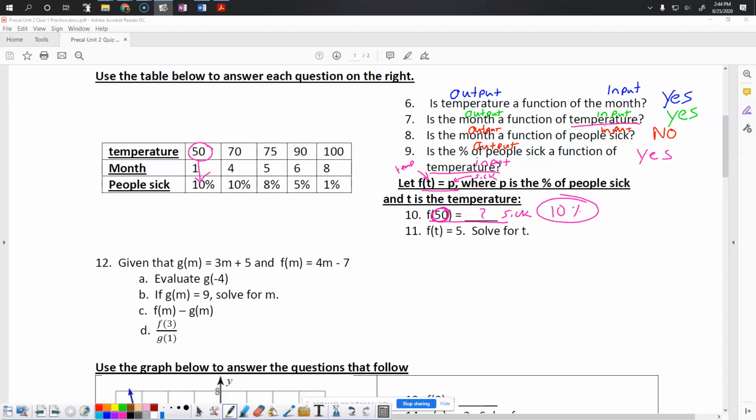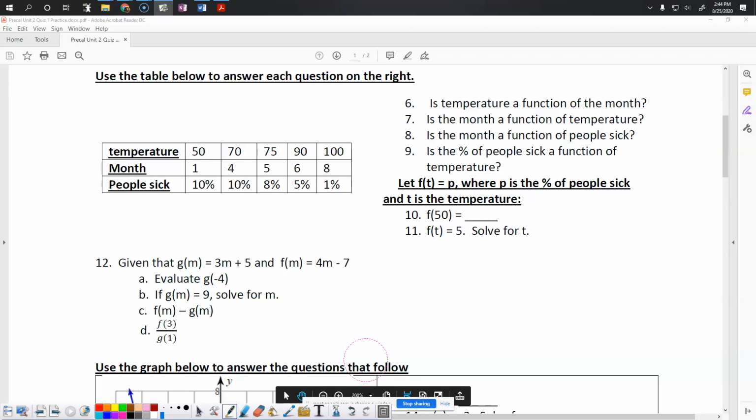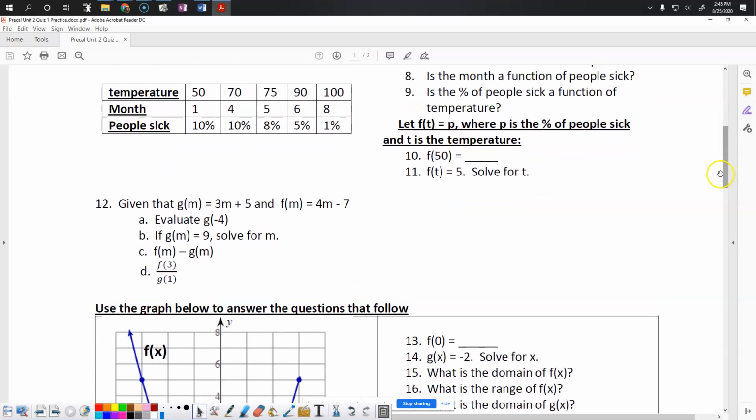Let's take a look at number 11. In this case, we don't know what the t is, but we do know the number of sick people. So I'm going to look for where the number of sick people is 5%, and then I will look at the temperature that goes with that, and the answer is 90. Okay? So that's evaluating tables and knowing how to tell if data represents functions or not using tables. All right, let's go ahead and take a look at number 12.